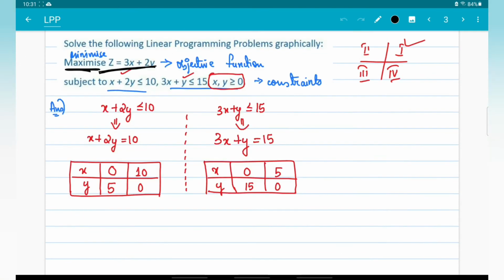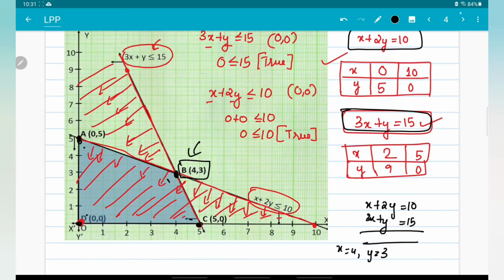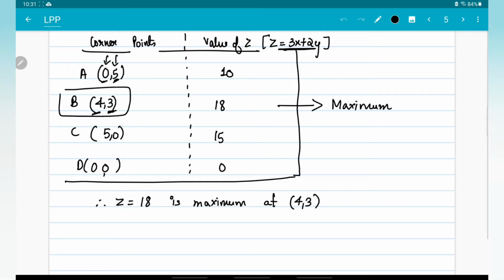Now just in case, instead of this maximize, they would have given minimize in place of this maximum, then you have to find the minimum value of z. Now if you check over here, the minimum value of z is 0. This is the minimum value of z. So if they would have given minimize z, then you would have written z is equal to 0 is minimum at 0 comma 0. So that is how you solve these kind of questions for the bounded region problems.